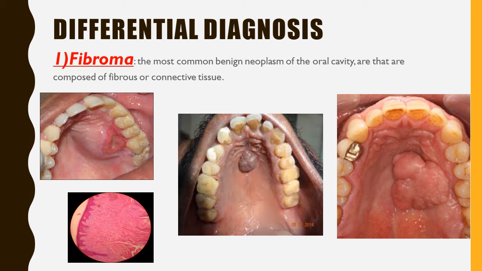Fibromas are hyperplasia of fibrous connective tissue in response to local irritation or trauma. The diagnosis of these lesions is based mainly on histopathological features, because most of these lesions are relatively characteristic in their presentation.